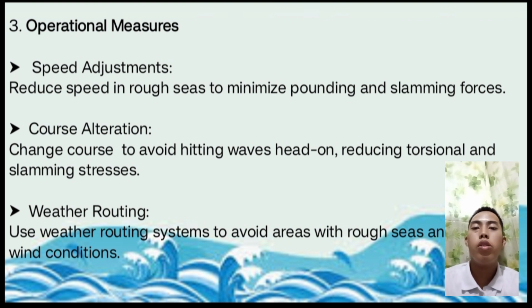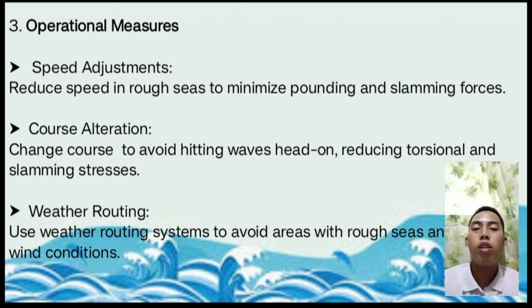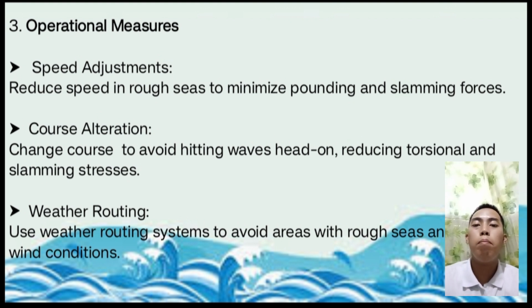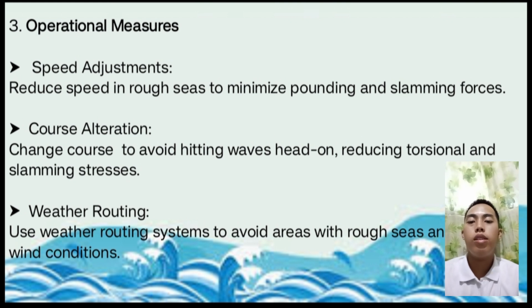So in operational measures to reduce the ship stress include speed adjustment or reducing speed in rough seas. Next is course alteration or avoiding head-on wave impacts. And the last one, weather routing, using weather system to avoid rough seas and high winds.